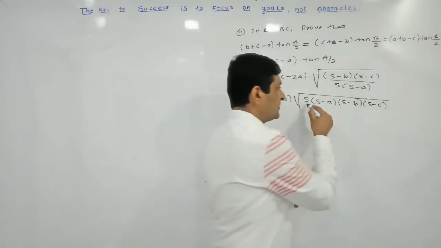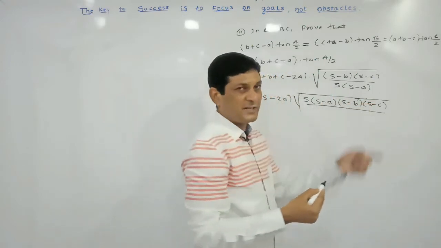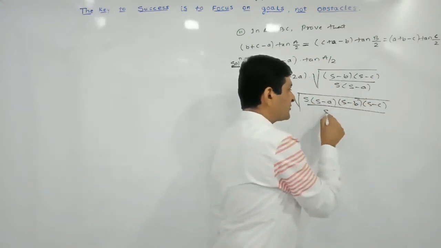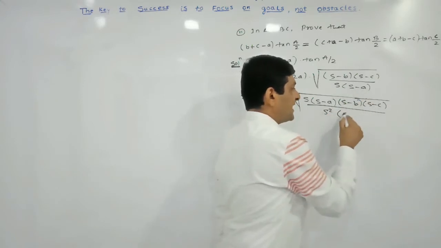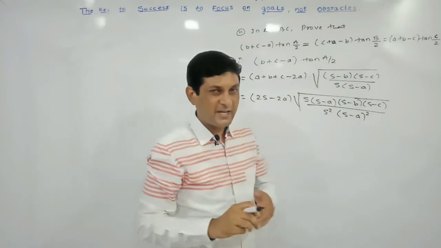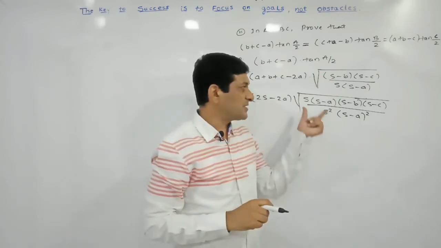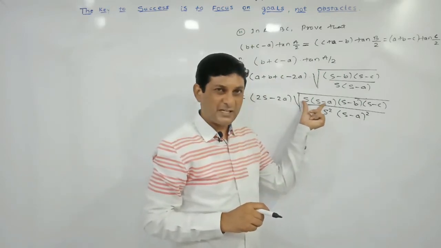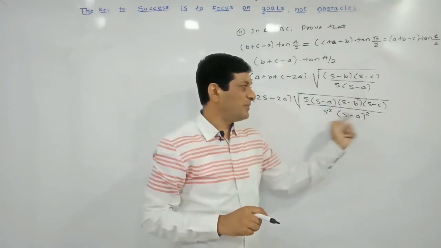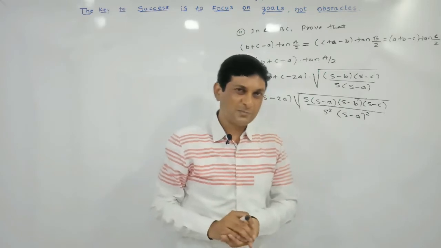So let us see what we'll get if we are multiplying the denominator also by S into S minus A. If I am multiplying here by S, we'll get S square, and S minus A into S minus A will be equal to the square of S minus A. Try to understand this adjustment. We are multiplying the numerator by S into S minus A, that's why we are multiplying the denominator also by S into S minus A.